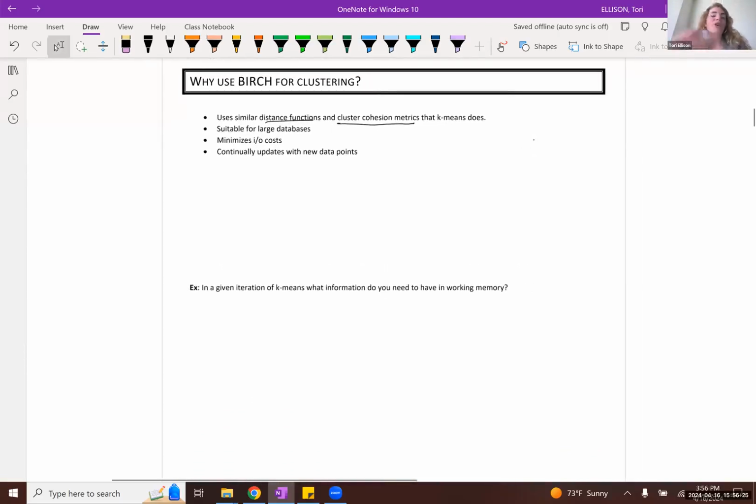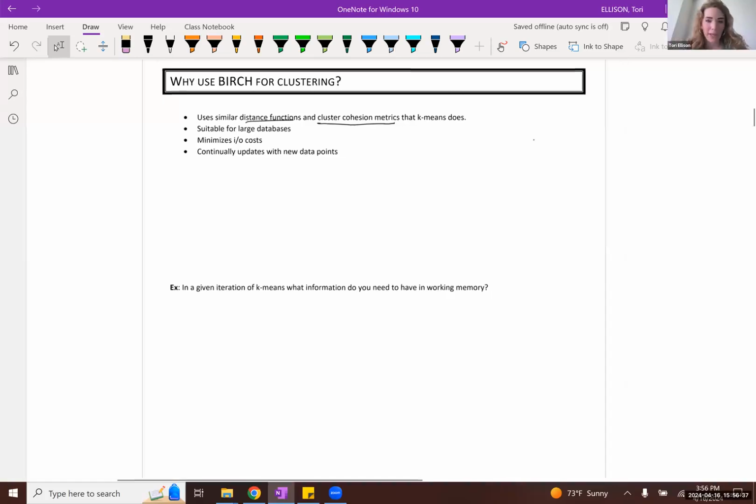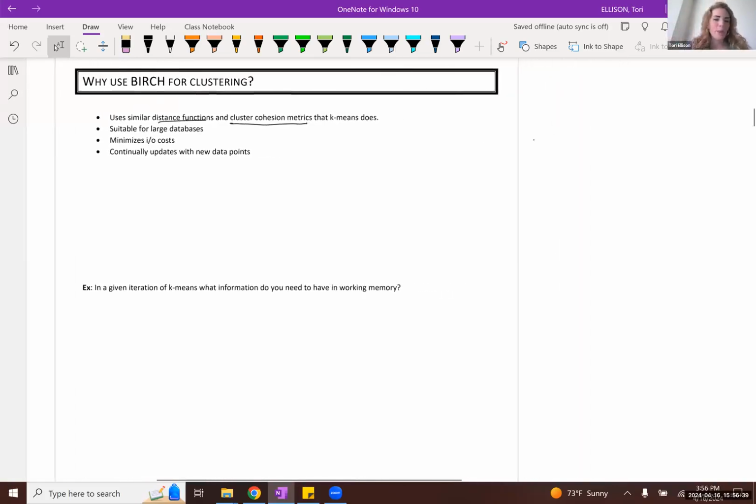All right. So to really showcase why Birch is more beneficial than k-means in terms of how much memory is required, we want to think about what information we need in our working memory at any given time to run k-means, or in other words, to execute a given iteration of k-means. What data do we actually need to have loaded, if you will?